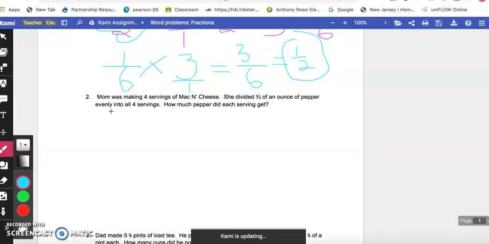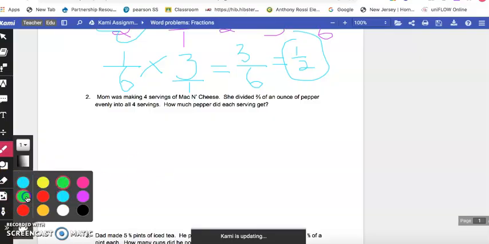Mom was making 4 servings of mac and cheese. She divided 2/3 of an ounce of pepper evenly into all 4 servings. How much pepper did each serving get? So, am I splitting up my servings or am I splitting up my pepper? I'll give you a minute to think about that. You should be splitting up your pepper.